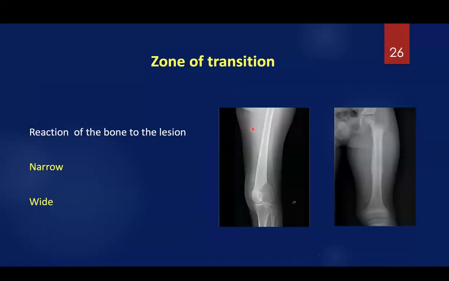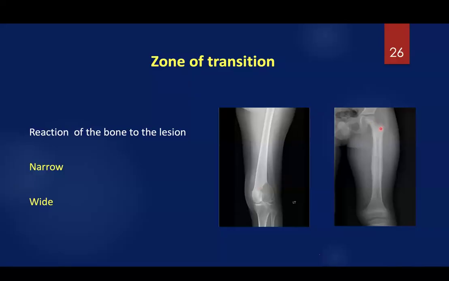Now look at the zone of transition. This image here is a female patient, 22 years old. She presented with knee pain. If you look at the lesion, this is a geographic lesion, but I can clearly define the normal from the abnormal. So this is a narrow zone of transition. When you have a narrow zone of transition, then you're talking about a benign lesion.